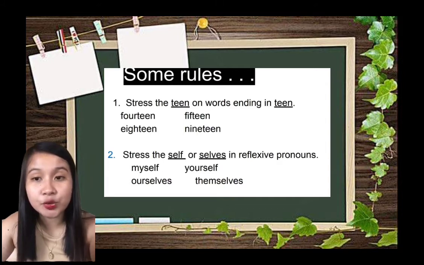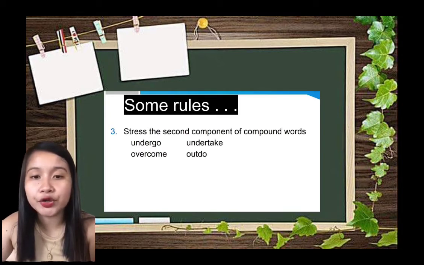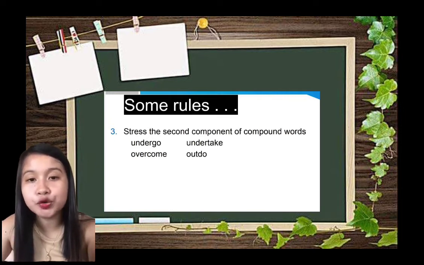The next rule is to stress the second component of compound words. For example, undergo. The second example is overcome. The third example is undertake. The fourth example is outdo.